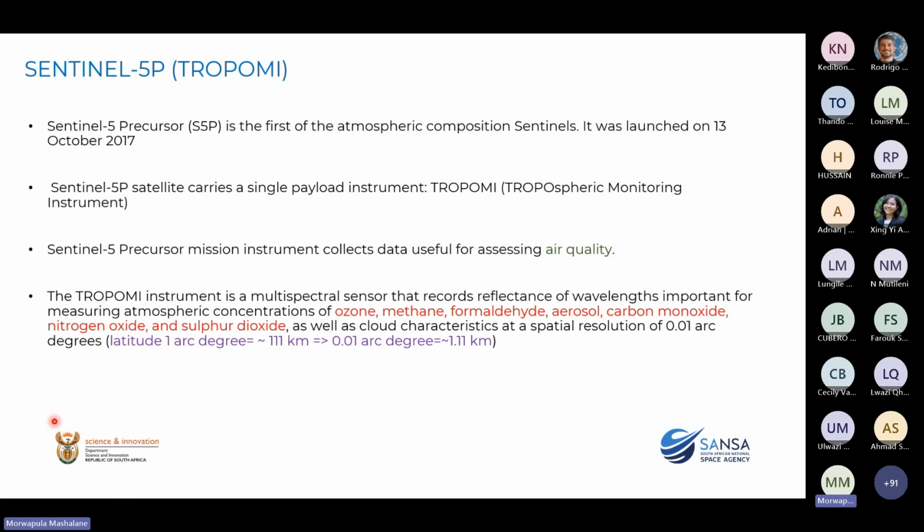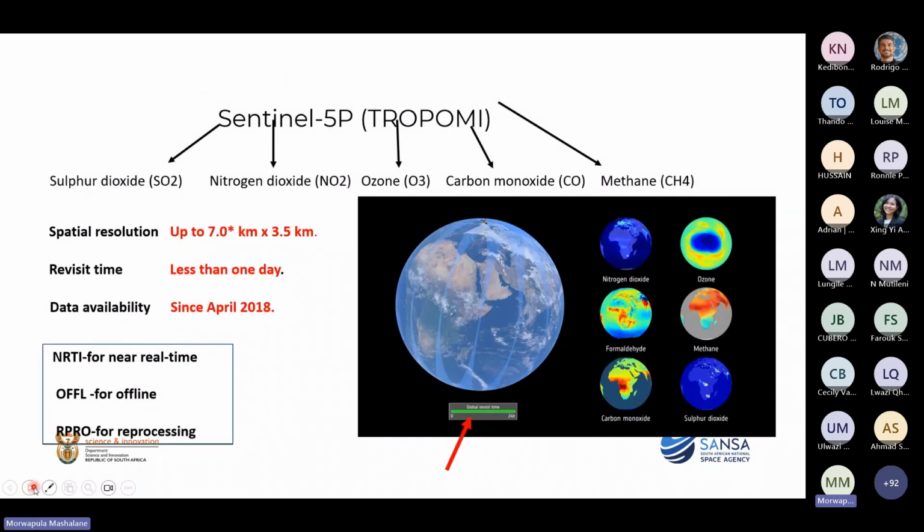I also mentioned TROPOMI, which is the Tropospheric Monitoring Instrument. This is on board the Sentinel-5P, which was launched on the 13th of October 2017. So far the instrument has shown success in collecting data, and that data can be used for air quality purposes. Some of the products we get from Sentinel-5P or TROPOMI are sulfur dioxide, nitrogen dioxide, ozone, carbon monoxide, and methane. But methane we use mostly for climate studies, not really for air quality purposes.